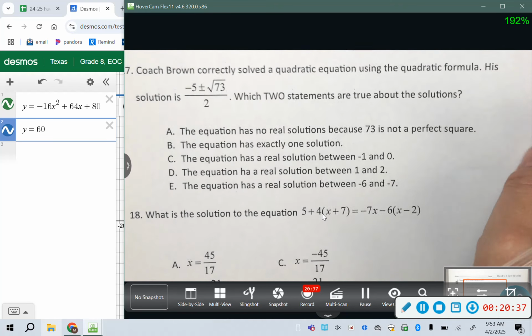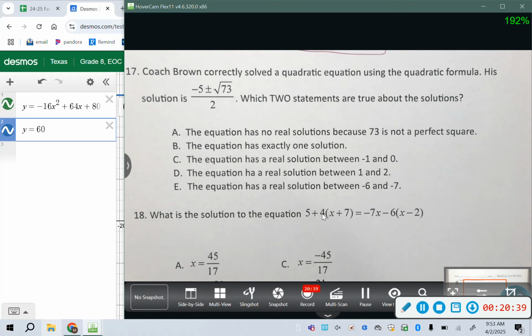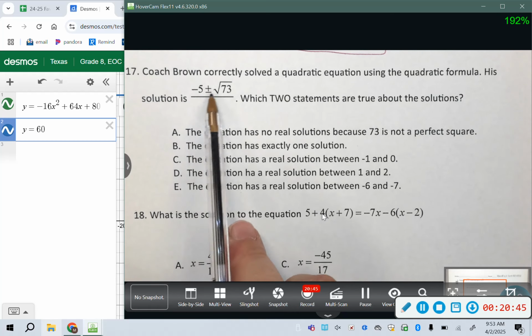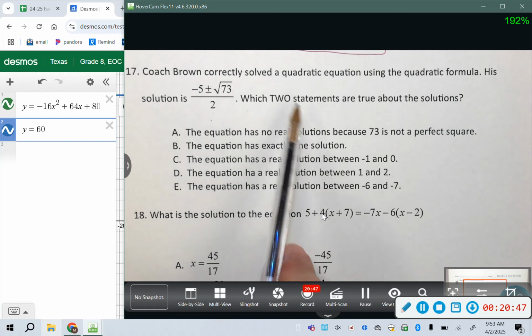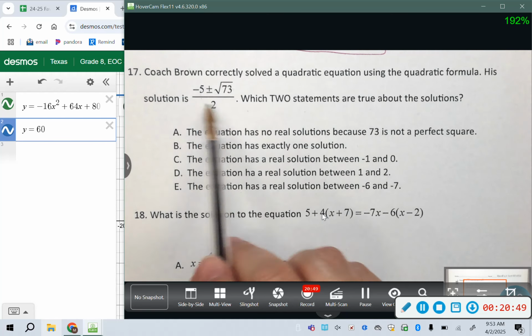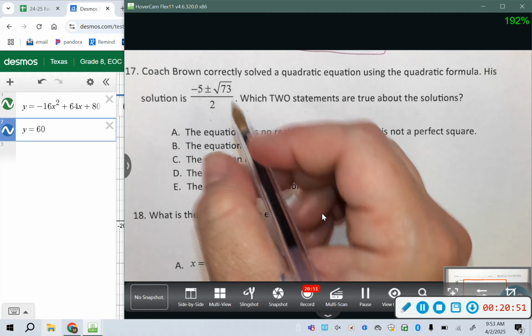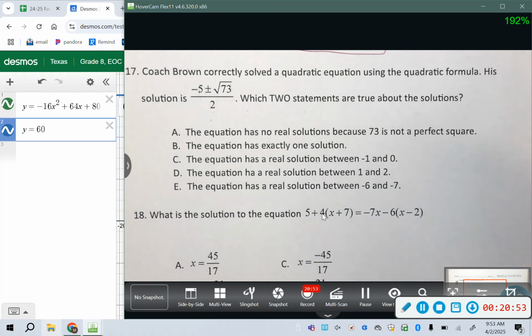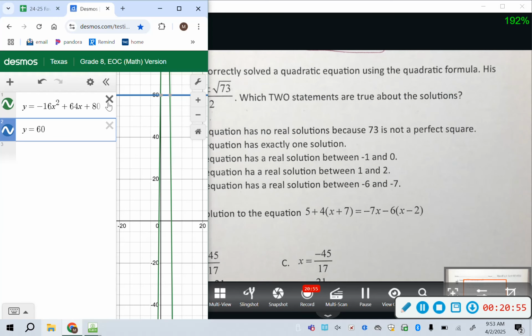Okay, number 17 says Coach Brown correctly solved a quadratic equation using the quadratic formula. His solution is -5 plus or minus square root of 73 over 2. Which two statements are true about the solution? So let's type it in, because I want you to realize there are two solutions because we have a plus and a minus. So let's type it in once with a plus.